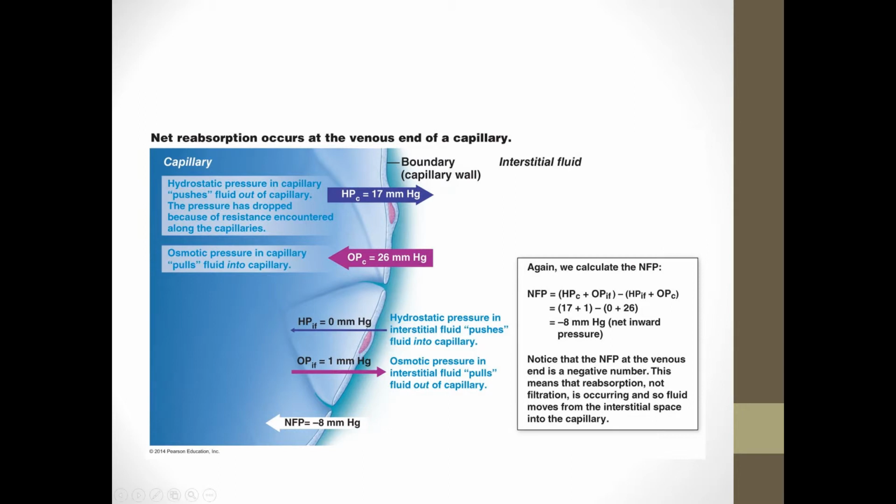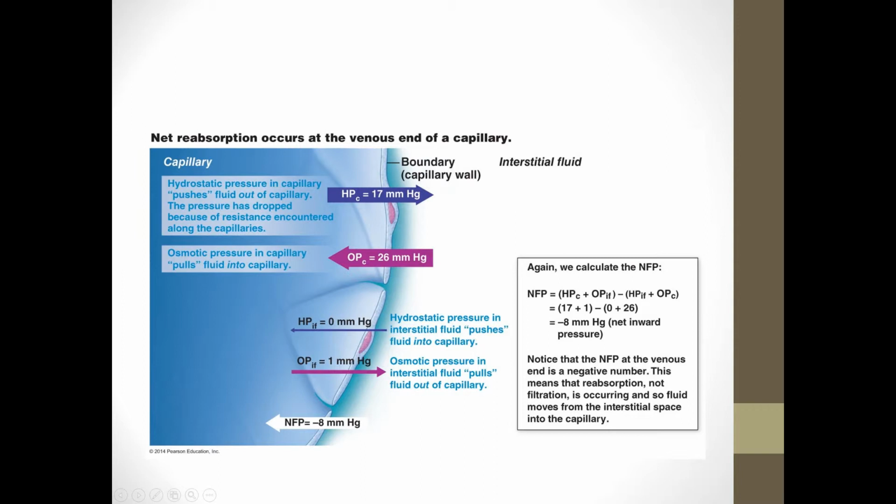Hydrostatic pressure of the interstitial fluid is still nothing, and the osmotic pressure of the interstitial fluid is still 1. But if we put these numbers into our net filtration pressure equation, you can see 17 plus 1 is 18, minus 26 is now negative 8. And that is an inward pressure.